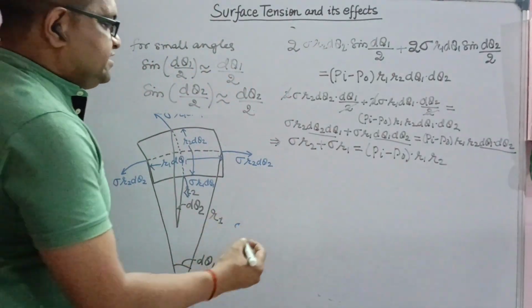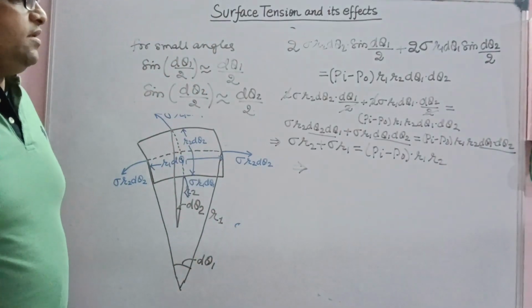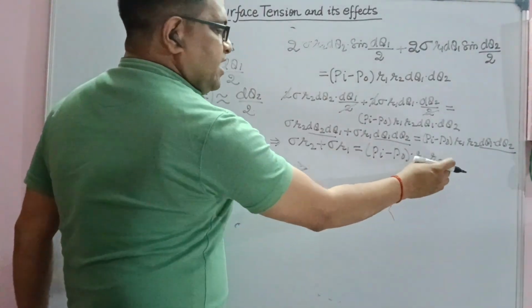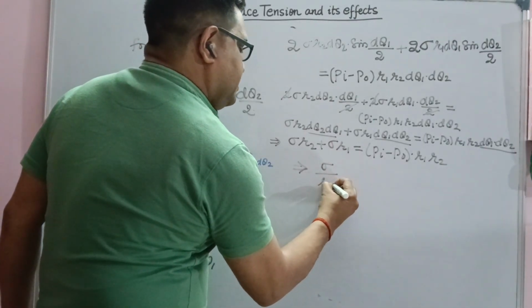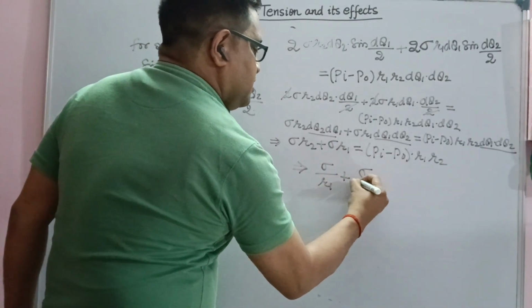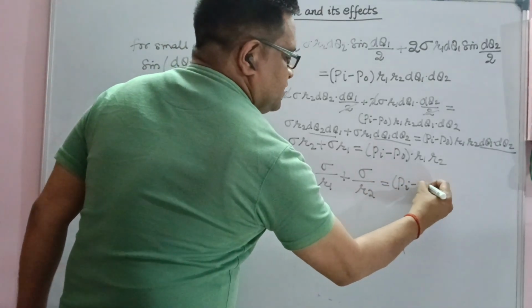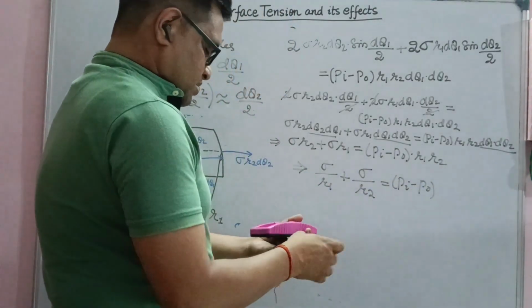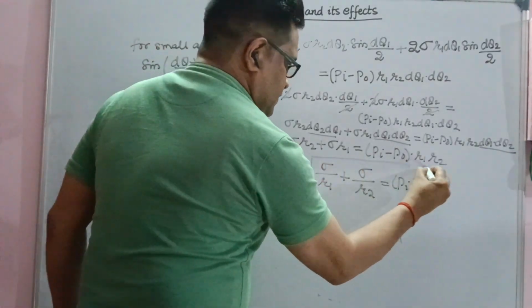Now, on rearranging, we can write down the final equation. If we divide the terms by R1, R2, what we will get? We will get sigma upon R1 plus sigma upon R2 equal to Pi minus P naught. This is the Young-Laplace equation which I was talking about.